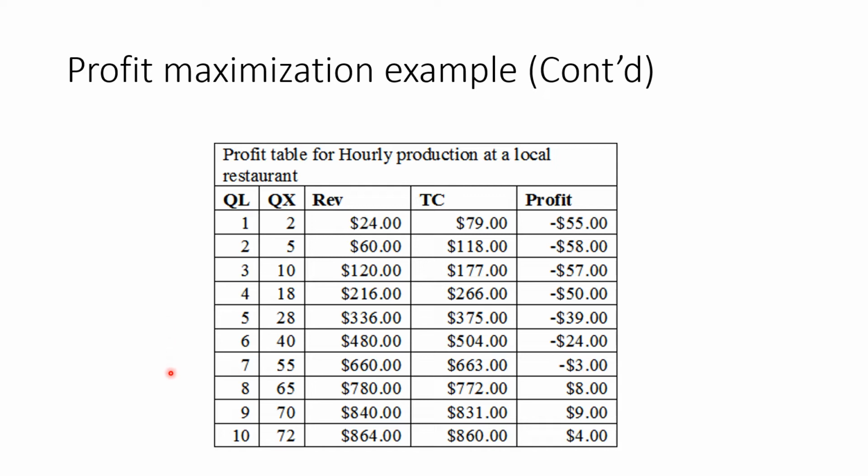And what we said was, this is the worker where you're going to hit diminishing marginal returns. You see, they make 15 more than the previous worker, but then the 8th worker only makes 10. All right. So with 10 workers, they're cranking out 72 meals an hour.